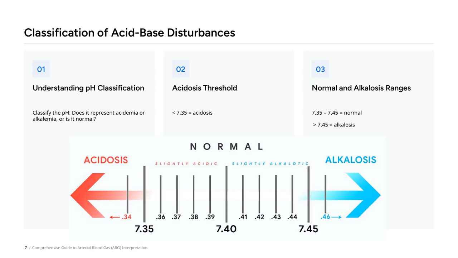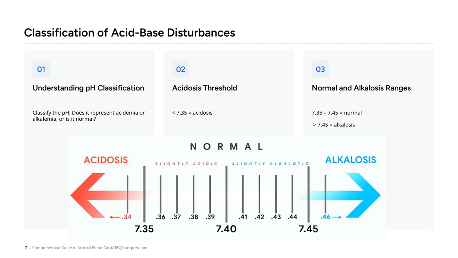On this slide, we're focusing on the pH ranges that help us determine if a patient is in a normal, acidosis, or alkalosis state. A pH between 7.35 and 7.45 is considered normal. When the pH is greater than 7.45, we classify it as alkalosis, indicating the blood is more alkaline than normal. Conversely, if the pH drops below 7.35, that indicates acidosis, meaning the blood is more acidic.